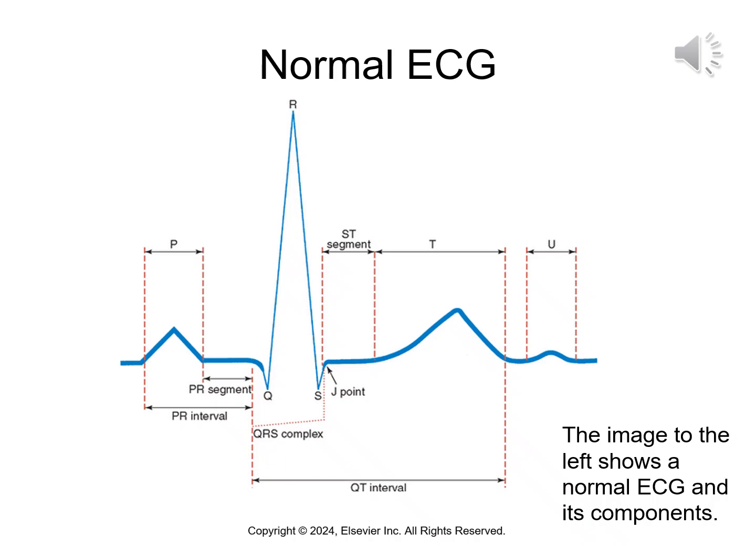The R wave is the first positive deflection. It may be small, large, or absent depending on the lead. The S wave is a negative deflection following the R wave and is not present in all leads.